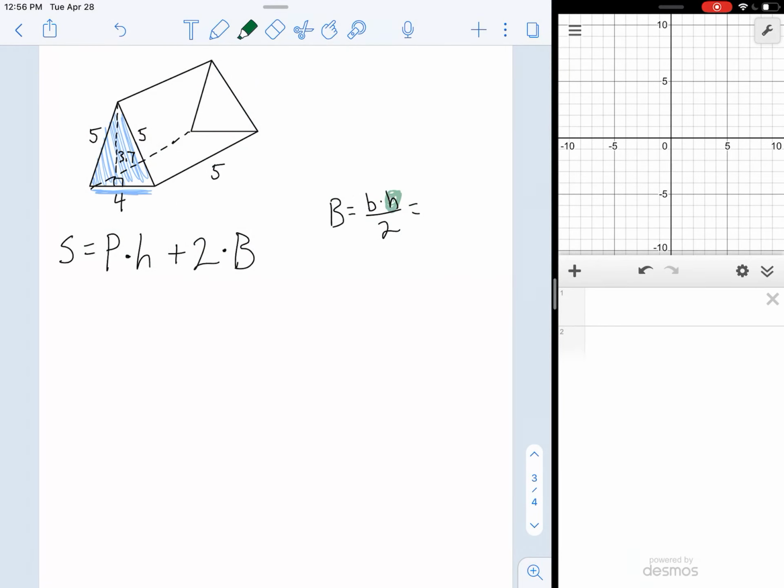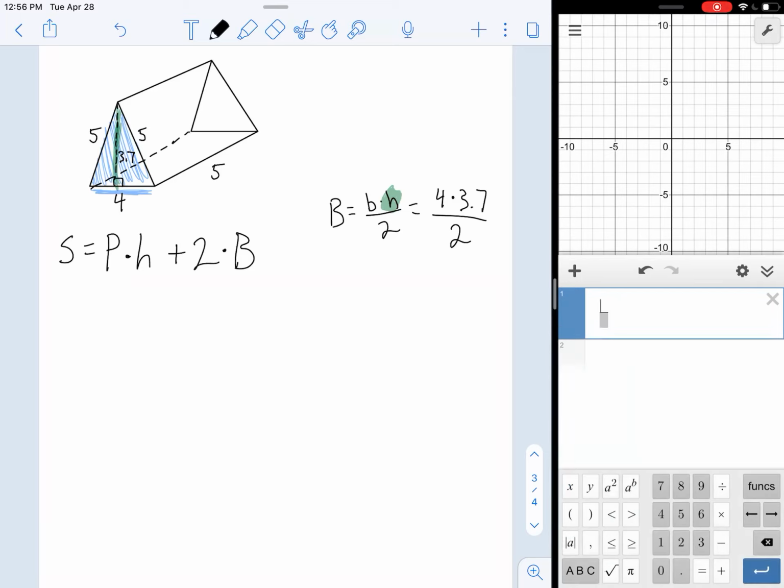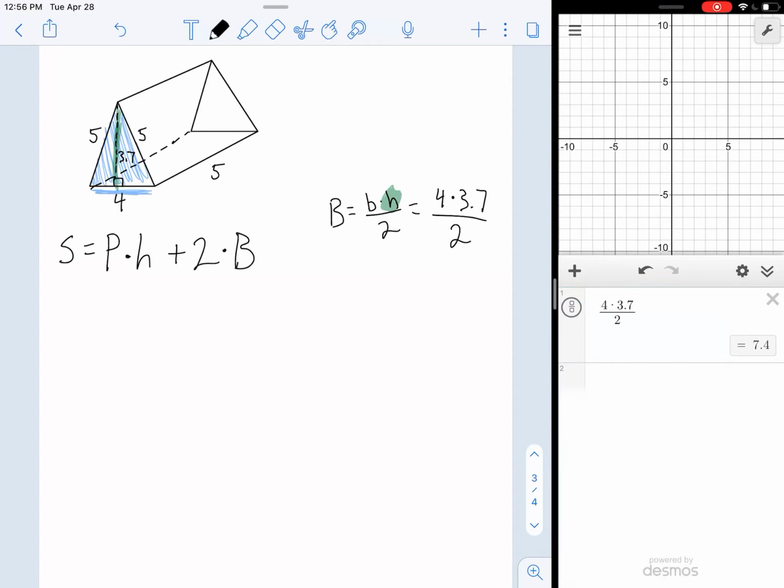This is the part that I want you guys to focus on. The height here is the height of the triangle, not the height of the prism. So the triangle height is right here. That value we labeled 3.7. So I'm going to take those two values and plug them in here. So I have 4 times 3.7 divided by 2. I go over to my calculator, I hit the divide button if you're using Desmos to make my fraction, 4 times 3.7, and then on the bottom I hit the 2, and I get a total of 7.4.